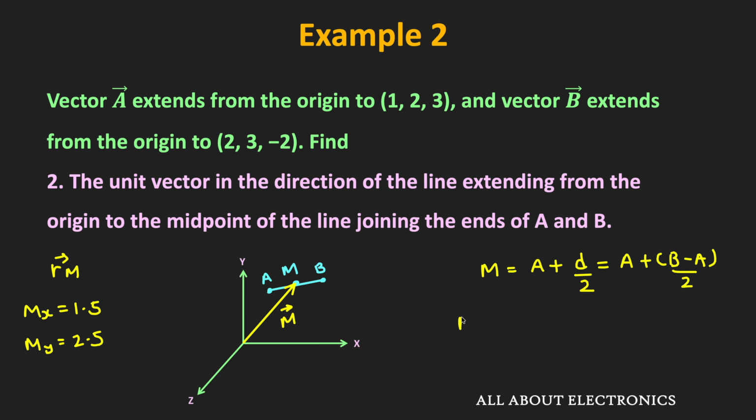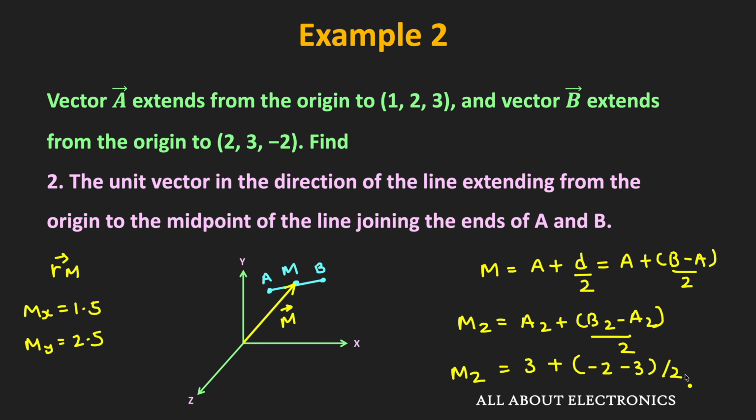And likewise, mz is equal to az plus (bz minus az) divided by 2. Here, the z component of vector A is equal to 3. That means mz is equal to 3 plus (minus 2 minus 3) divided by 2.